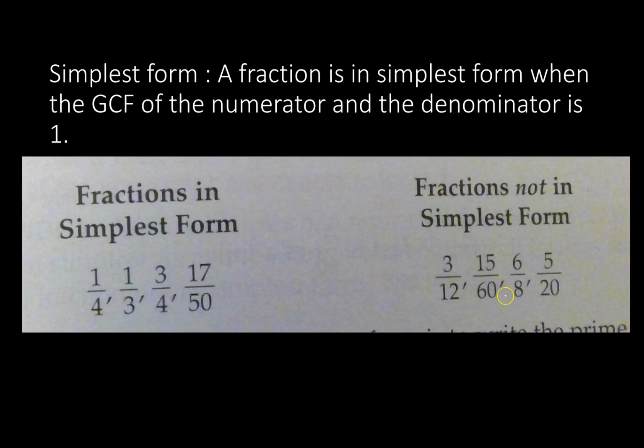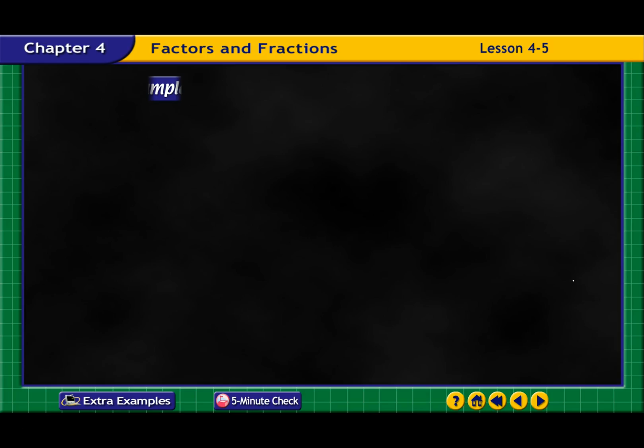These are not in simplest form. So this one could go to 1 over 4, because I could divide both by 3. 15 over 30, both could be divided by 5, so that'd be 3 over something. These can both be divided by 2, so 3 over 4. 5 over 20 also goes to 1 over 4, because I can divide 5 into 20, or divide by 5, divide by 5. We'll get there.